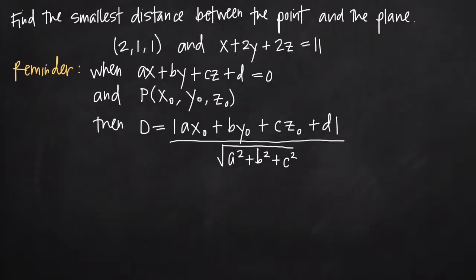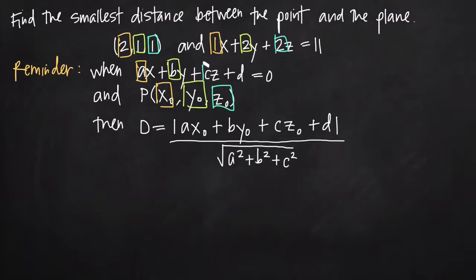So if we go ahead and color code a couple of things, what we can see here is that we have x sub 0 here, we have y sub 0, which is going to be 1, and we have z sub 0 here, which is also going to be 1. So those are the three values in our coordinate point. Then we can also look here at the coefficients in our plane equation, and what we see is that the coefficient in front of the x variable is 1, so that's going to be equal to a. We have the coefficient in front of y, which is 2, so that's going to be equal to b. And we have the coefficient in front of z equal to 2, so c is going to be equal to 2.